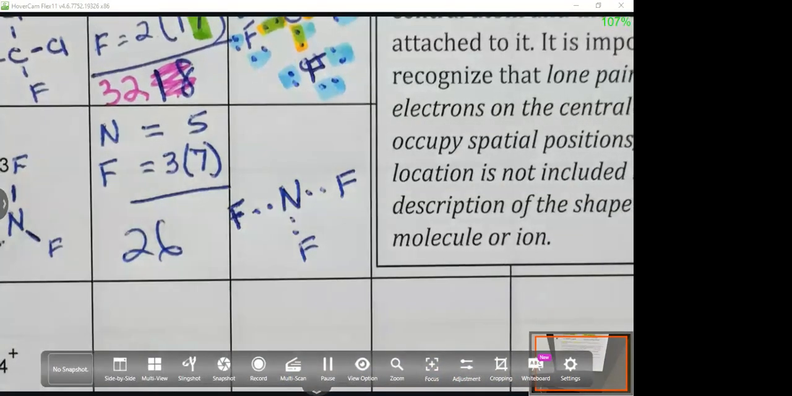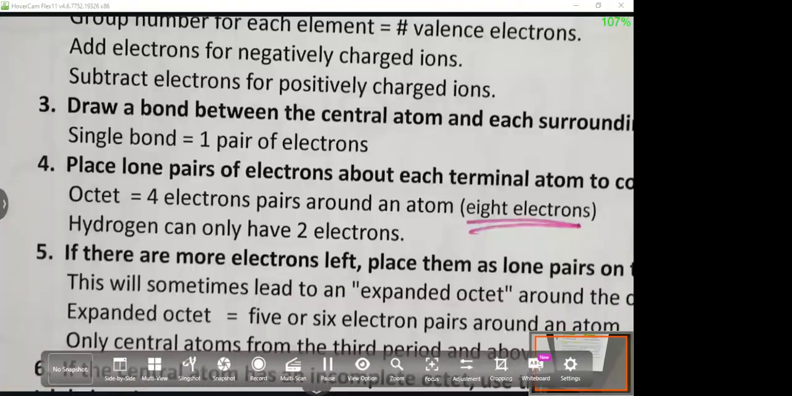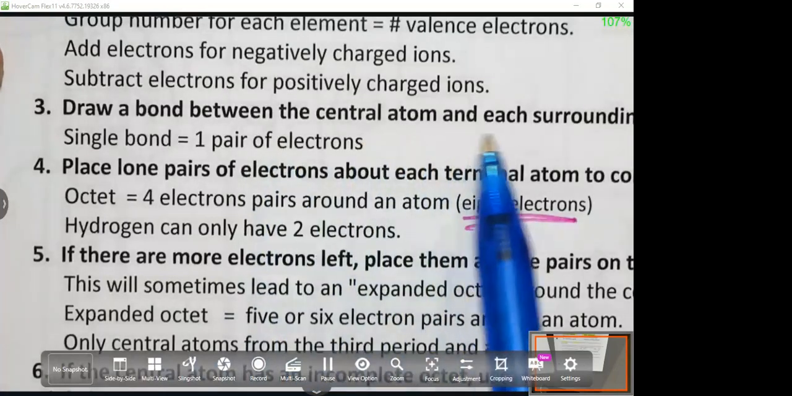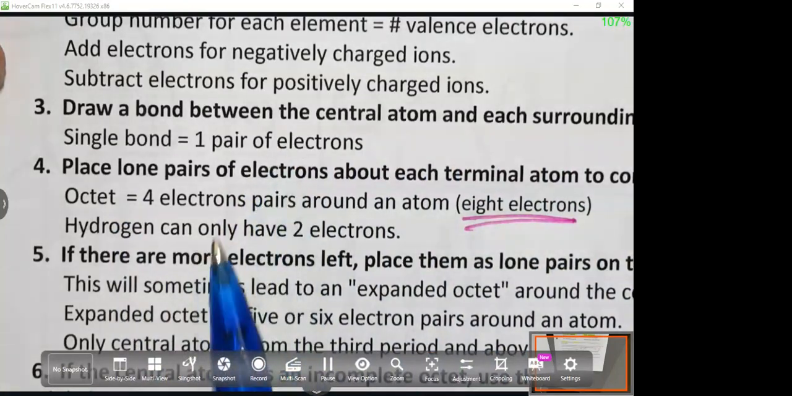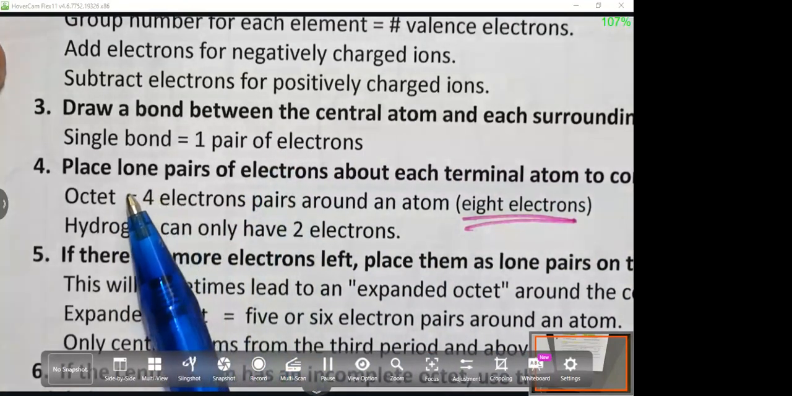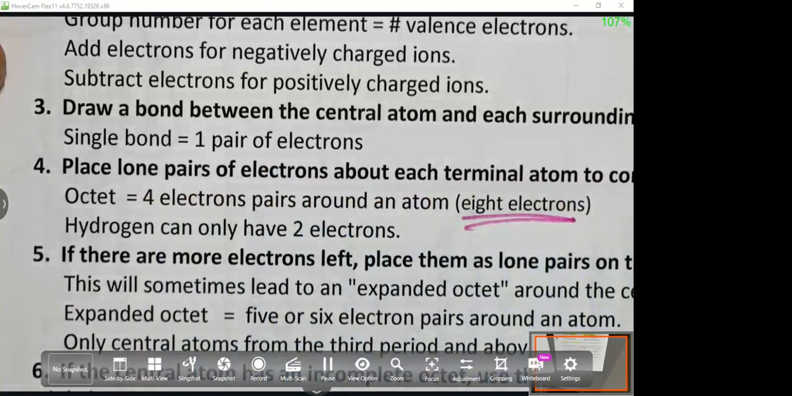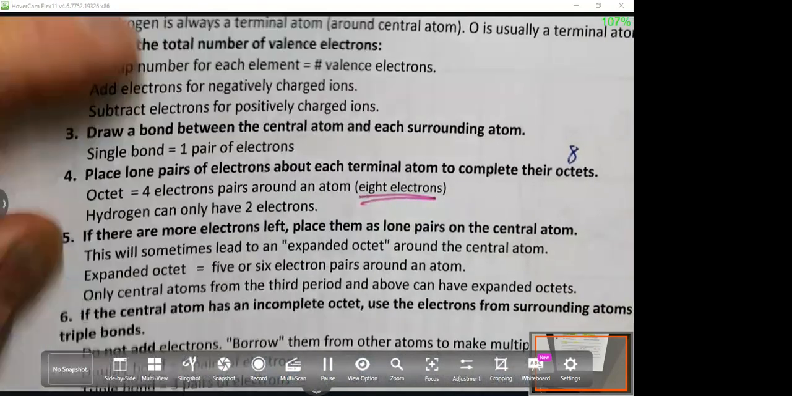Go to my sheet again, because I want to make sure you can follow this sheet. So 3, draw a bond between the central atom and each surrounding atom, single bond, that's what we just did. Number 4, place lone pairs of electrons about each terminal atom to complete their octets of 8. So let's do that.